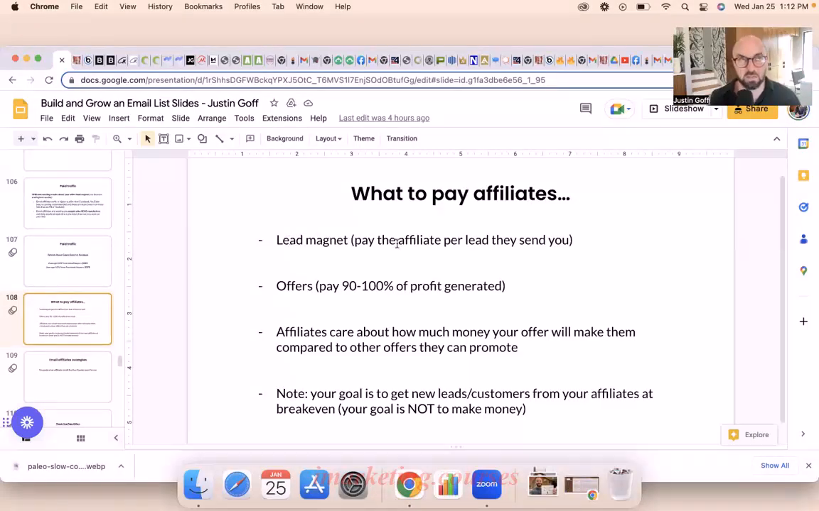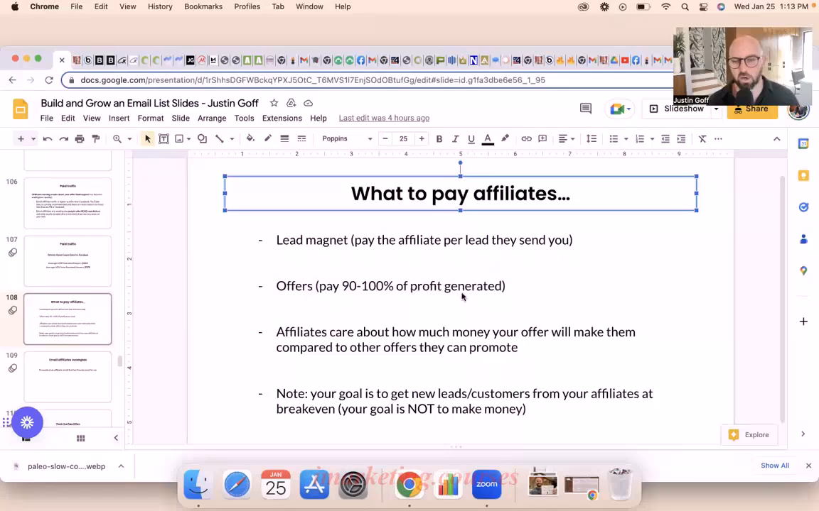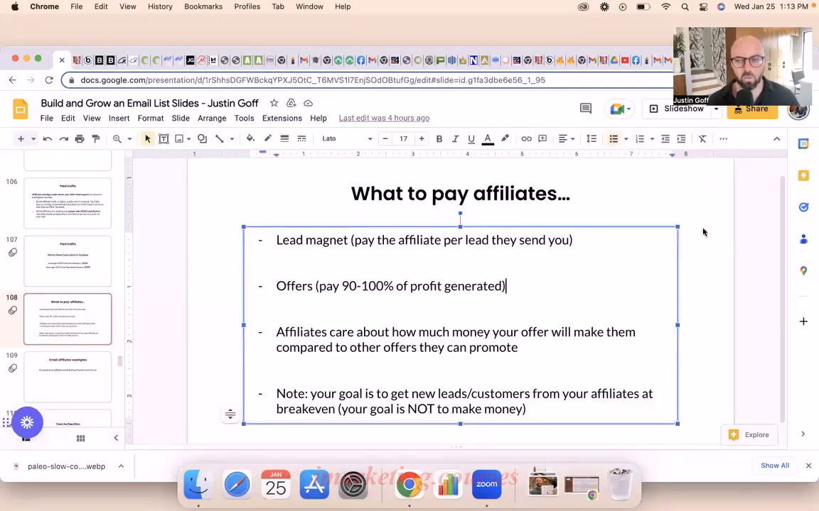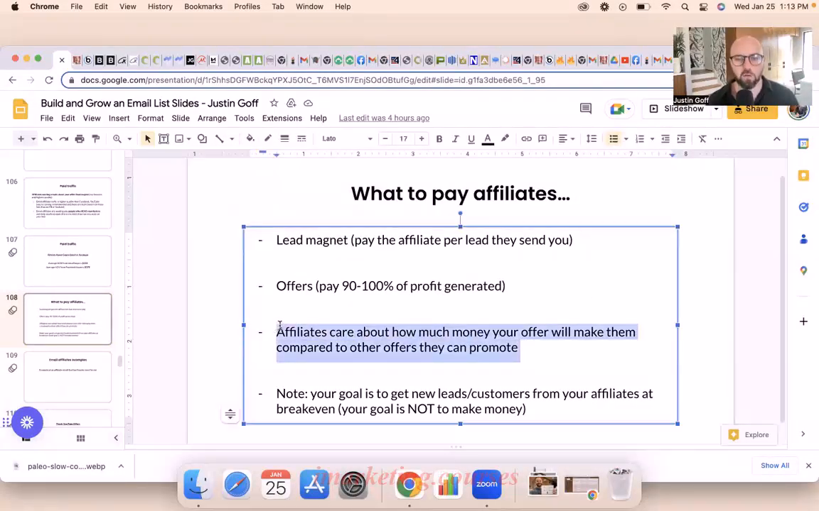I think this last time I did $10 per lead. I'm probably going to bump it up a little higher this year. But I know based on my economics that I can make $10 a lead work. When you're paying affiliates to promote your offer, you're usually paying them like 90 to 100%. Really, the affiliate should be getting the bulk of the money. That's the whole deal. One thing to keep in mind here is affiliates care about how much money your offer will make them compared to other offers they can promote.